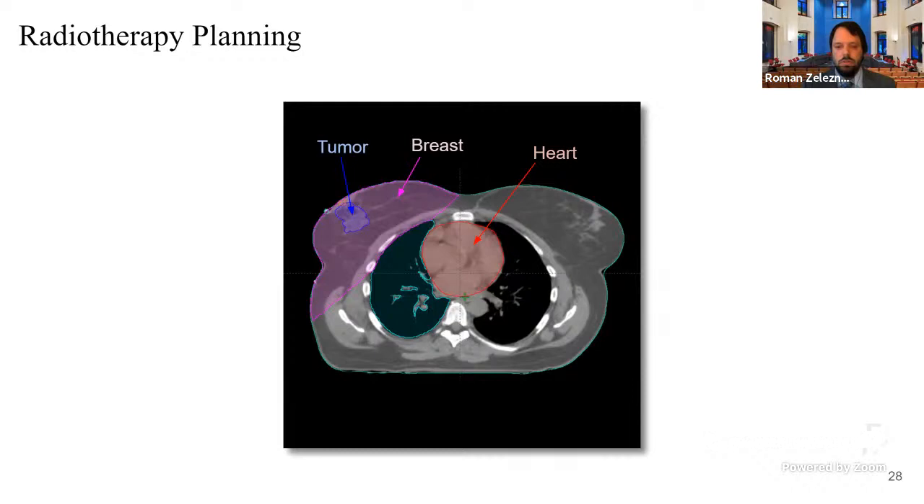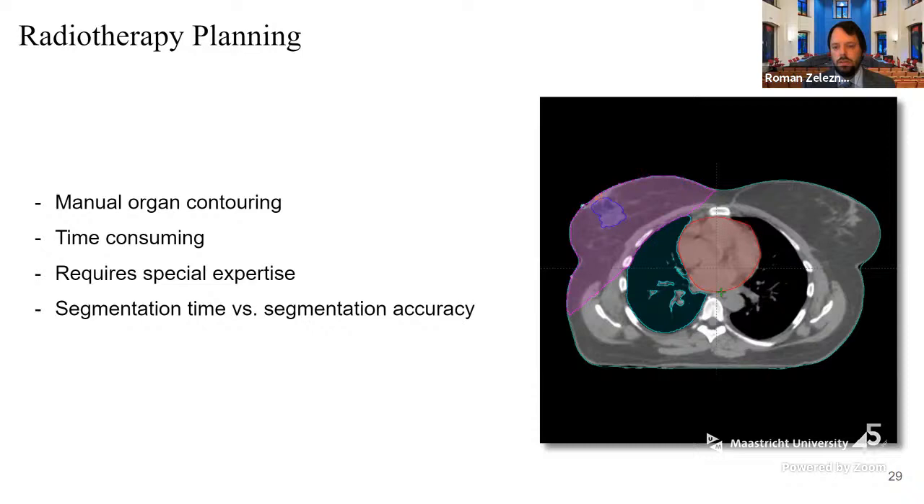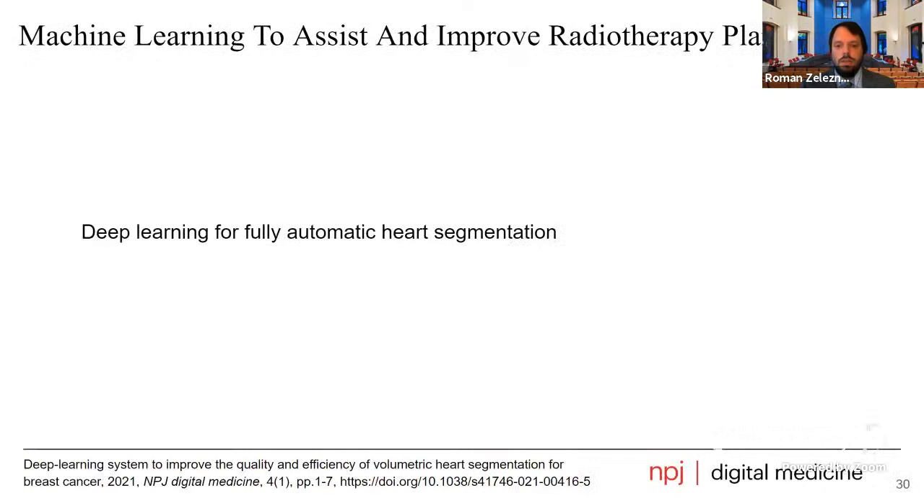When planning radiotherapy, medical experts manually segment the tumors and the target area and surrounding organs. This is a time-consuming task that requires special expertise, and there's always a trade-off between segmentation time and segmentation accuracy. So the goal of the study was then to use our heart segmentation model, which we developed in the previous study, and further improve it to segment the heart with high accuracy in chest CTs from radiotherapy planning.